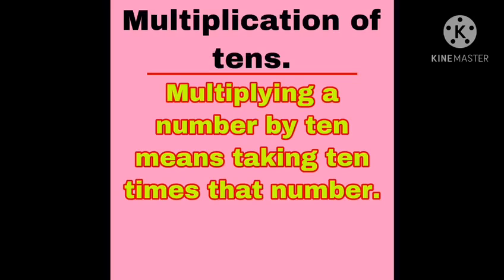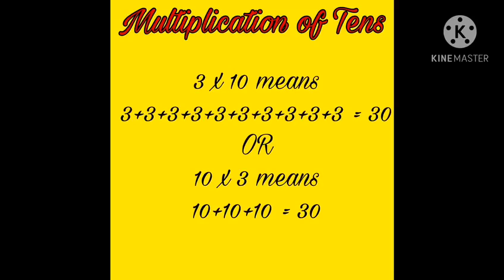Multiplying a number by 10 means taking 10 times that number. For example, the number is given as 3 multiplied by 10, which means 3 ten times, and the answer we are getting is 30. Or 10 multiplied by 3 means 10 three times, and the answer is also 30 only.